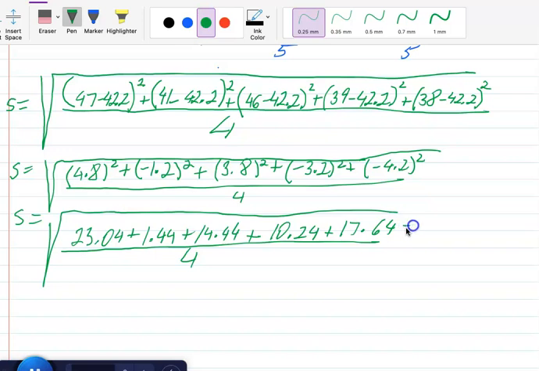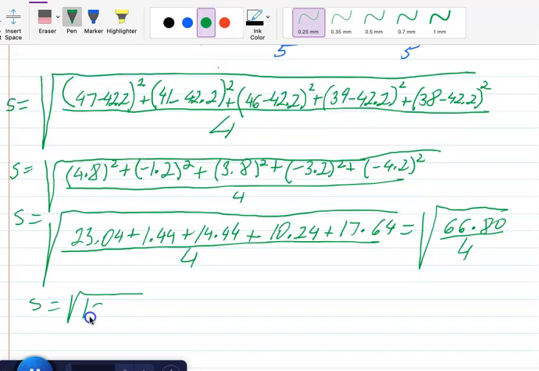Okay, equals the square root of, and I'm going to add all the numerator numbers together and I get 66.8, divided by 4. So the standard deviation equals the square root of 66.8 divided by 4, which is 16.7, and when I take the square root, it is approximately 4.1. I'm going to round it to 1 decimal place. So this is 1 standard deviation away from the mean.